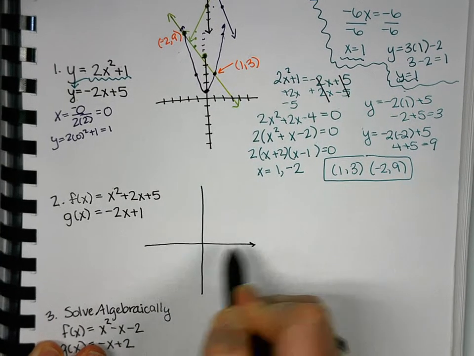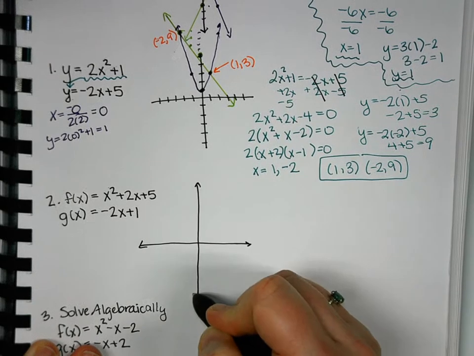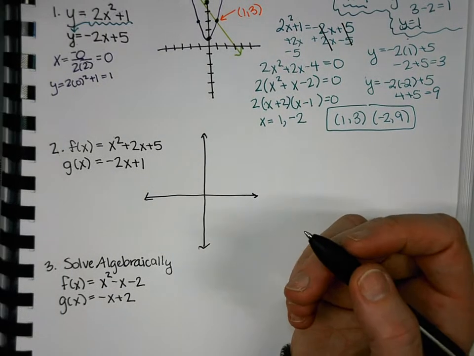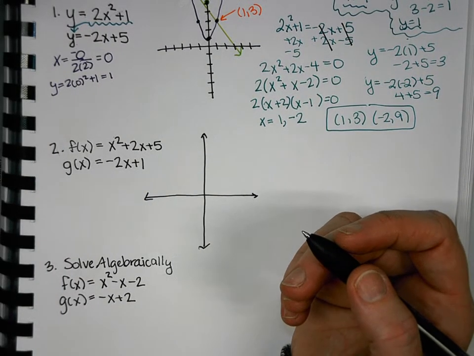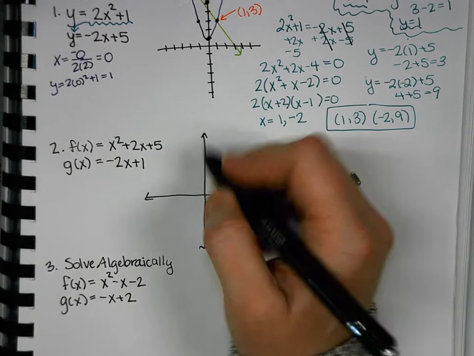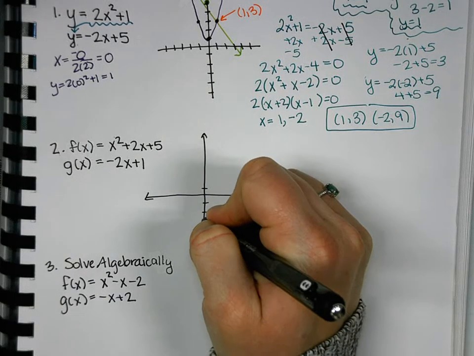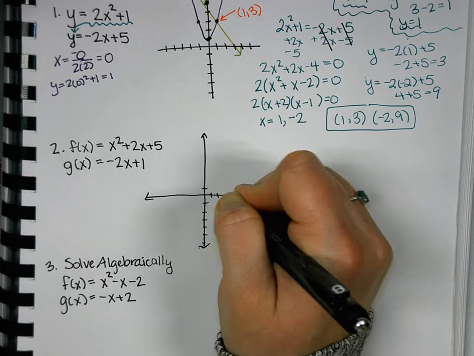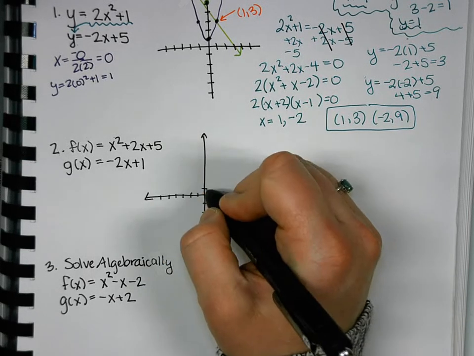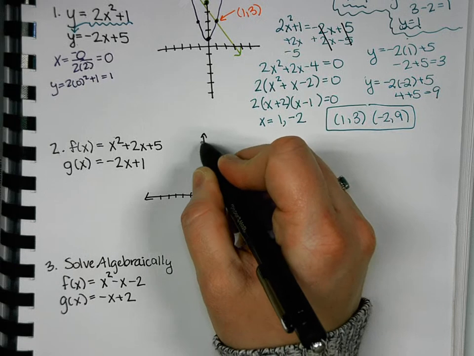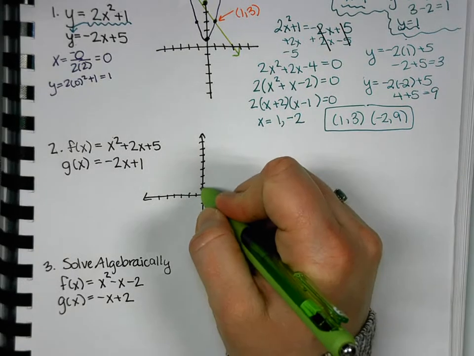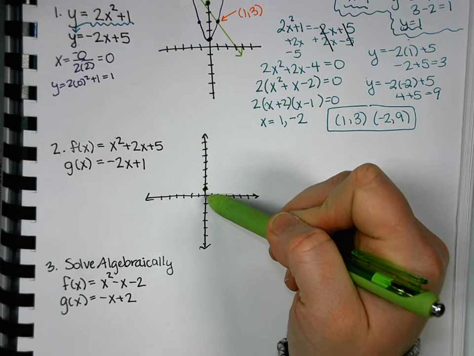Okay. Last one where we're going to do both together. The last one we're just going to solve algebraically. Okay. Which one do you want to graph first? F or G? G. Okay, so we go 1. So up 1, and then our slope is down 2 over 1.